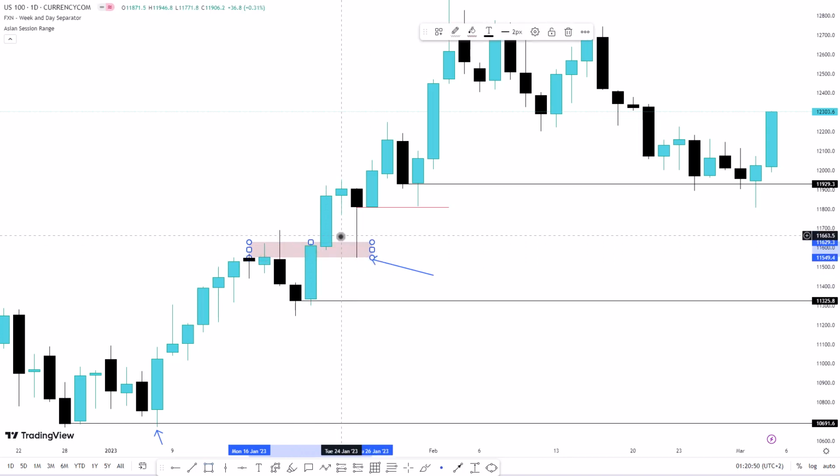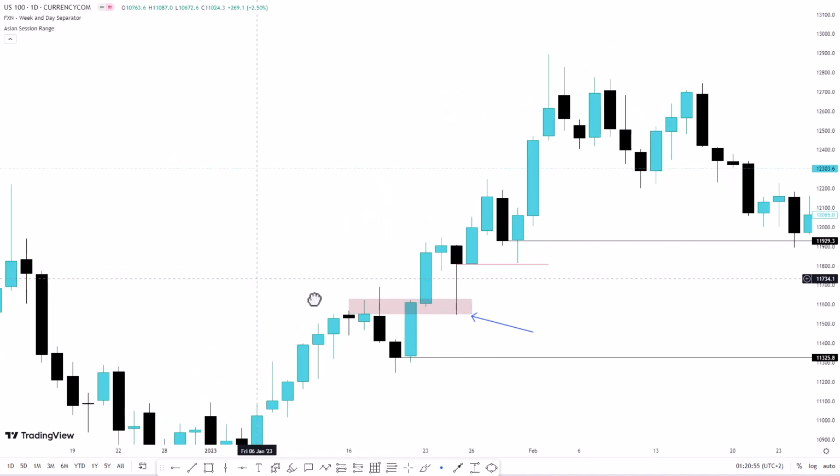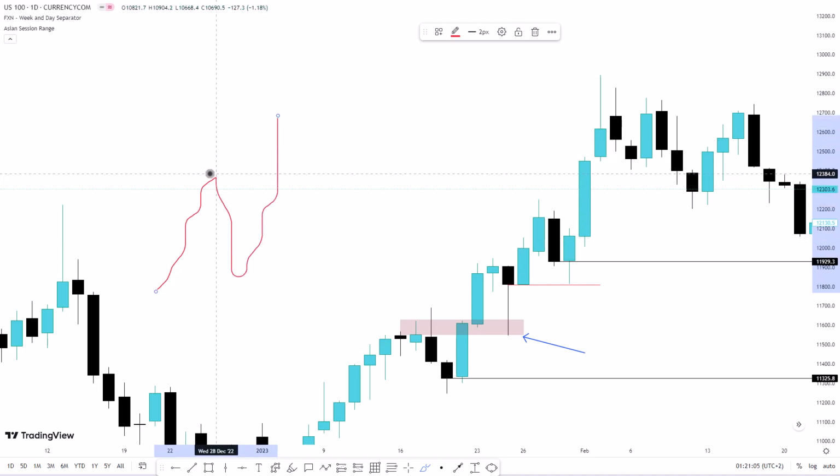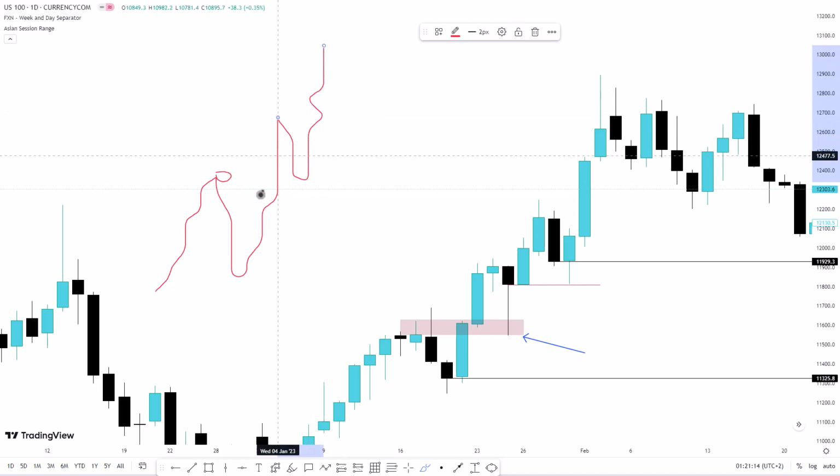This level can be seen as a classic break and retest. So when I say a classic break and retest, I simply mean when the price, for example, is going higher, goes down, goes higher, breaking the zone, the market creates a pullback on that zone, and then it goes higher without returning all the way down. This is what we call a classic break and retest.